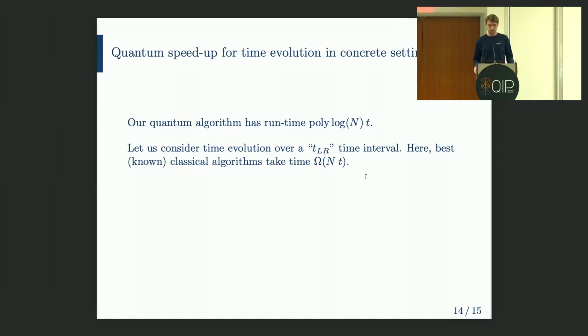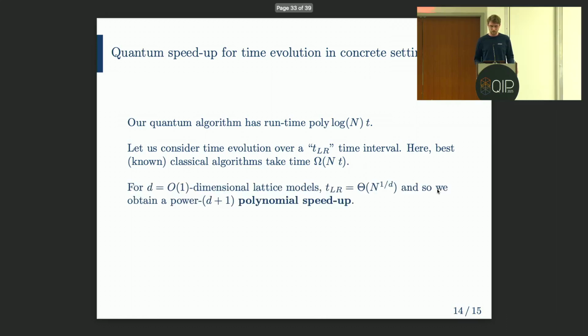Now what is left to determine the speed up in concrete settings is to see what the Lieb-Robinson time will be for specific models. For a d of order 1 dimensional lattice model, we know that the Lieb-Robinson time scales like n to the 1 over d, because it's a d-dimensional lattice. And so if you fill in this T_LR in these two runtimes, the runtime of the quantum algorithm and the runtime of the classical algorithm, then we obtain a power d plus 1 polynomial speed up still. This is quite significant for a 3-dimensional lattice, for instance. This would be a quartic speed up.